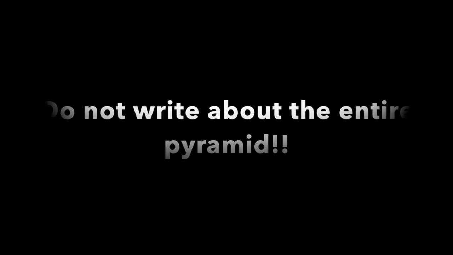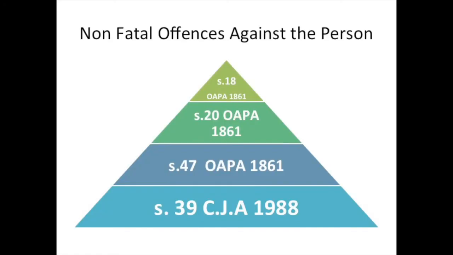Usually it's quite often the case that there could be two possible charges, whether they're from the least serious offences like sections 39 and 47, or from higher up on the pyramid of liability, for example sections 18 and 20. It could even be a case that you'll be required to consider two offences from the middle of the pyramid, sections 47 and 20.